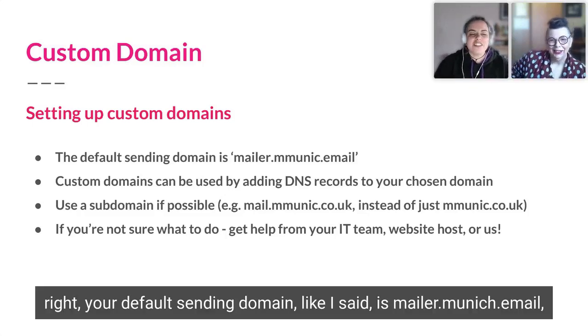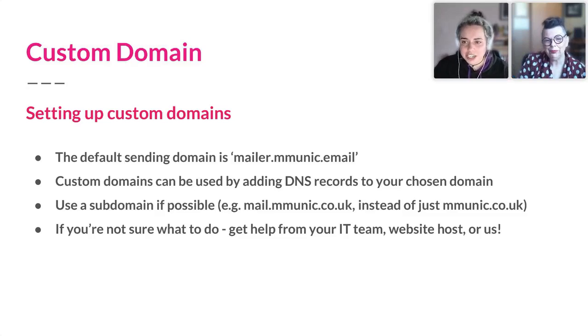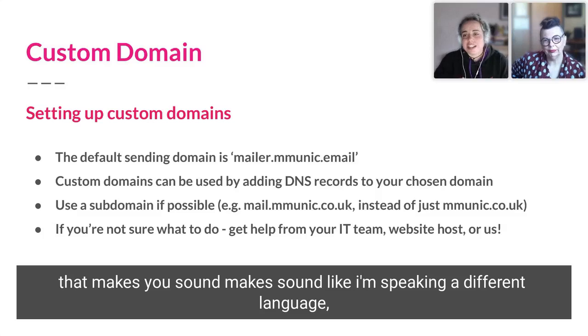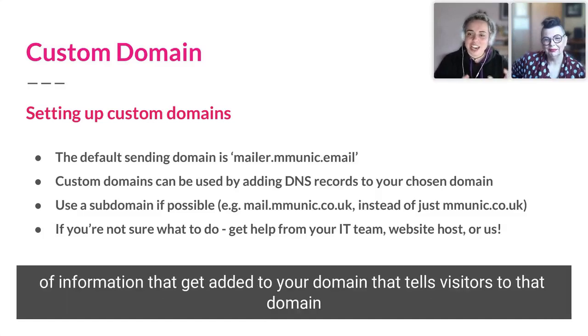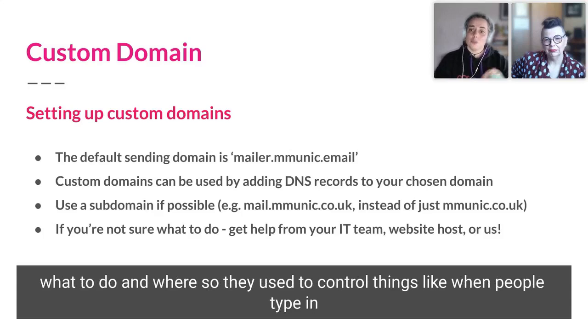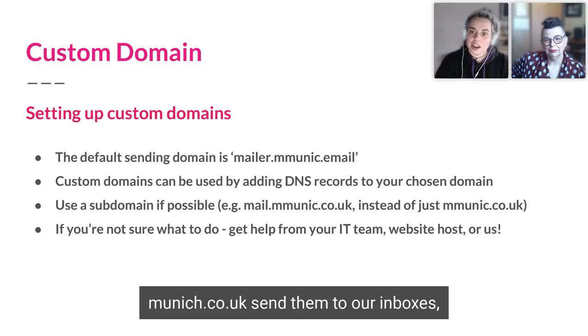Right. Your default sending domain, like I said, is mailer.munich.email. And the way we set up custom domains is by adding DNS records to your chosen domain. If that makes it sound like I'm speaking a different language, it's simply because I actually am. DNS records are a technical bit of information that get added to your domain that tells visitors to that domain what to do and where. So they're used to control things like when people type in, in our case, munich.co.uk, send them to our website. When people email munich.co.uk, send them to our inboxes.